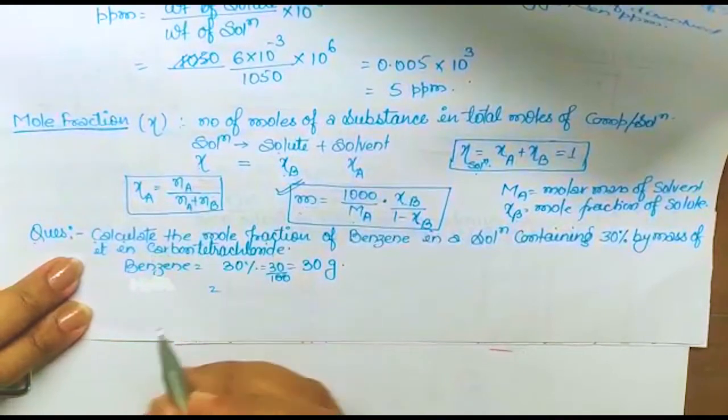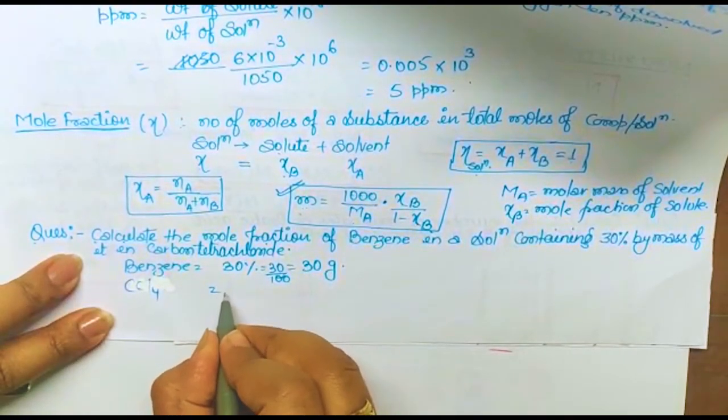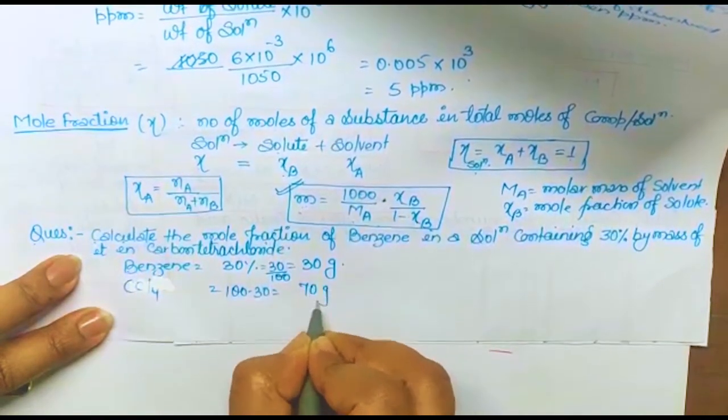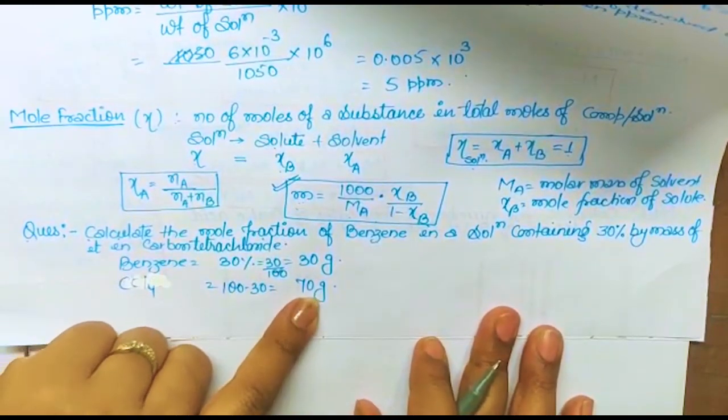And next is carbon tetrachloride. So what will be the carbon tetrachloride weight? That will be obviously 100 minus 30. That means 70 gram, isn't it? Clear? Because solution is of 100 gram. So CCl4 will be 70.